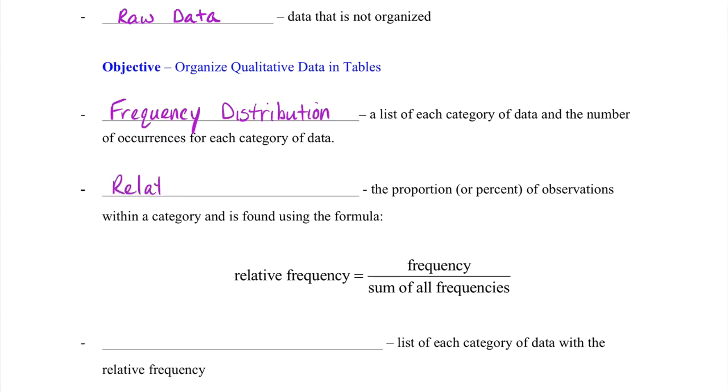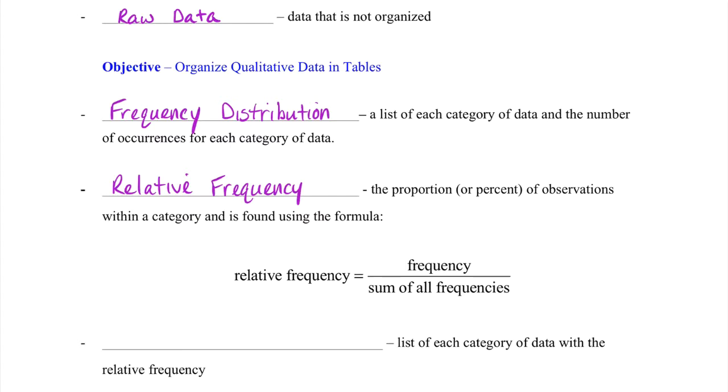The next concept to introduce would be relative frequency, which is the proportion or percent of observations within a category. We use the following formula to find this, where we take the frequency and divide it by the sum of all frequencies, and of course we'll demonstrate within an example.